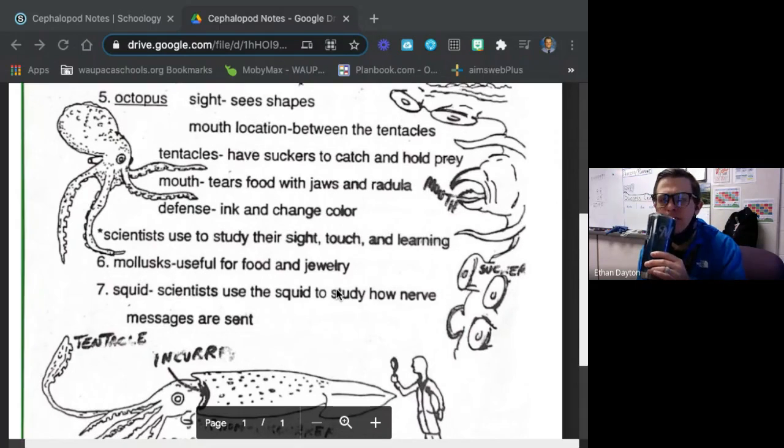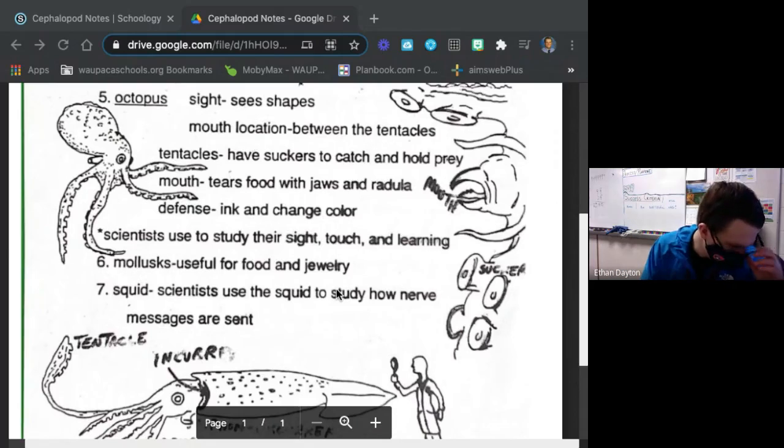What is the mouth of the octopus? What do they use to tear apart their food? Ryan. Yep, beak. But also they have jaws and a radula in there. Okay, jaws and a radula. Study.